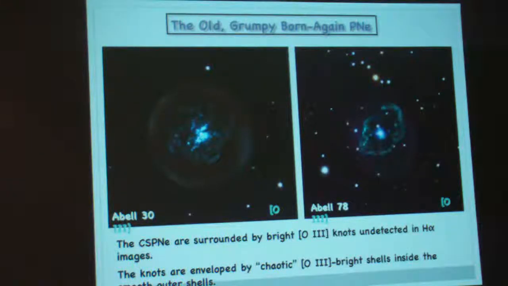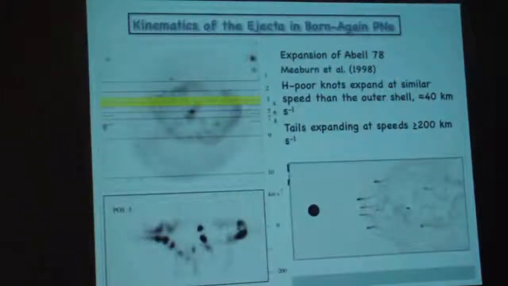Actually, the kinematics of those sources is dramatic. There was a nice work by Pedro Lopez and John Meaburn in the mid-90s, and they realized that the expansion here is really amazing, that you have those bubbles. So this is the shell that you see here in A78. This is the slit I'm drawing here from their work. And we see the knots expanding basically at the same expansion velocity as this shell.